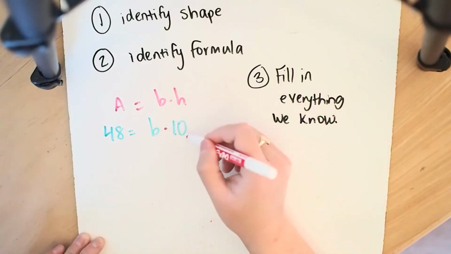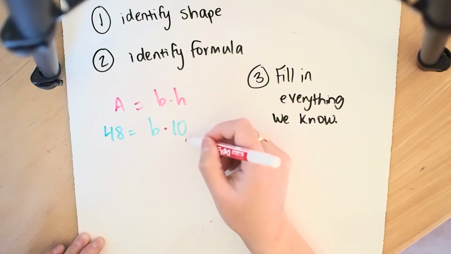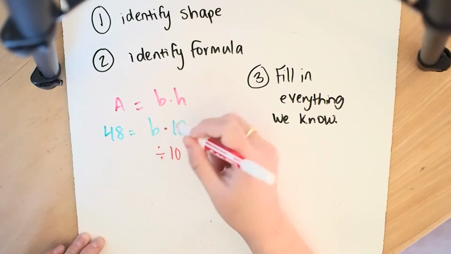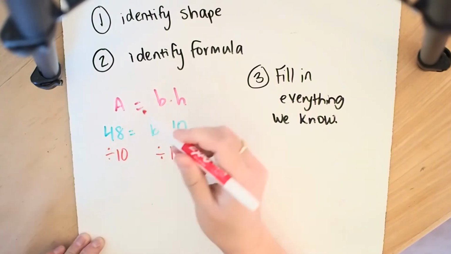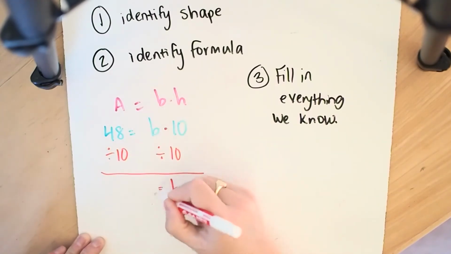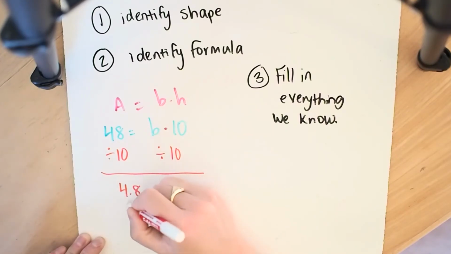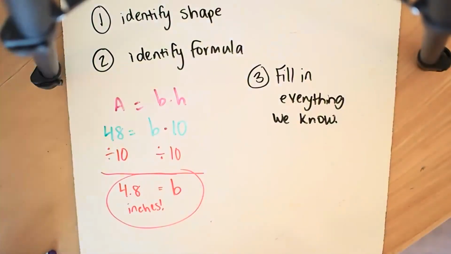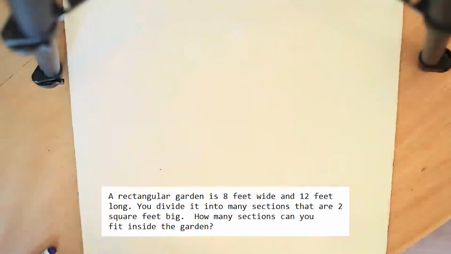So if b is being multiplied by 10, the opposite of multiplication is division. So we have to divide both sides of the equation by 10. Once we do that, we'll get b equals 4.8 inches. Because it's not an area, I don't write squared. And that's it. This next problem says a garden is 8 feet wide and 12 feet long.